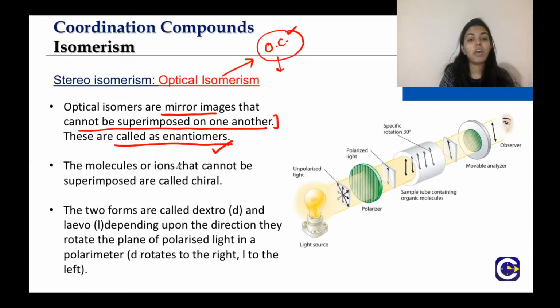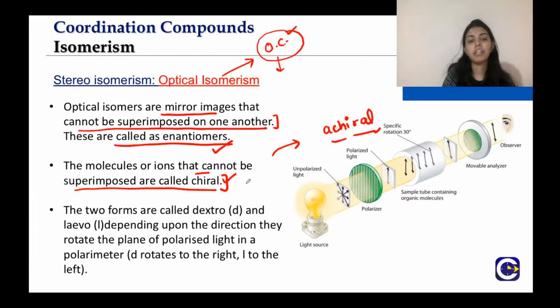Now the molecules or ions that cannot be superimposed are called chiral in nature, and the ones which can be superimposed on one another are known as achiral. Chiral ones are also known as optically active, and achiral are known as optically inactive. Now, optical isomers basically have two forms, the dextrorotatory and the levorotatory, depending upon the direction in which they rotate plane polarized light. For example, you have here unpolarized light from the light source. Now you make it polarized by a polarizer.